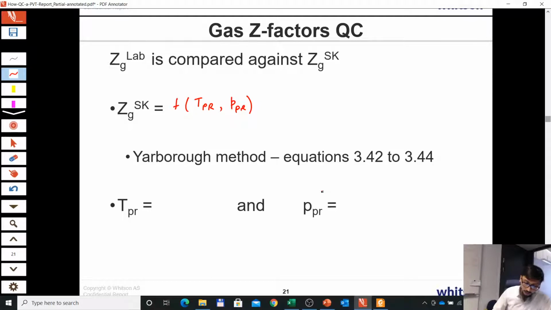So that's this Yarborough method that we'll be using, and what TPR and PPR actually are: the pseudo reduced temperature is just the ratio of the actual temperature at which this Z factor is reported divided by the pseudo critical temperature, and the same goes here, this is the ratio of pressure versus the pseudo critical pressure.